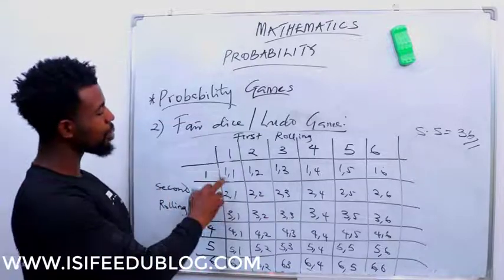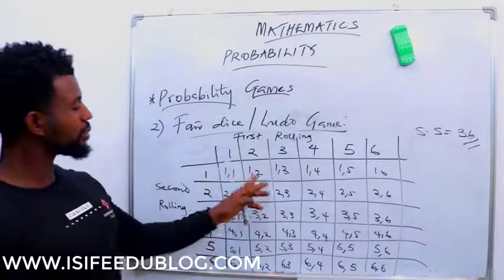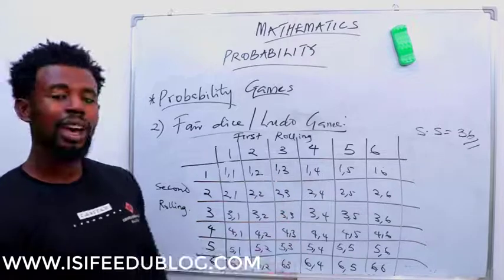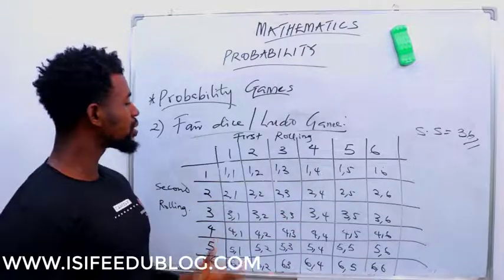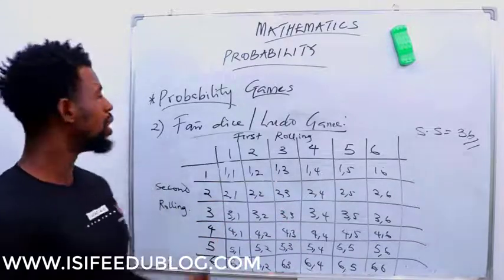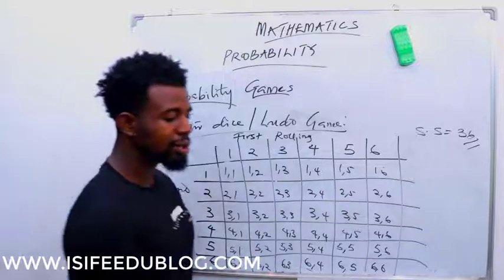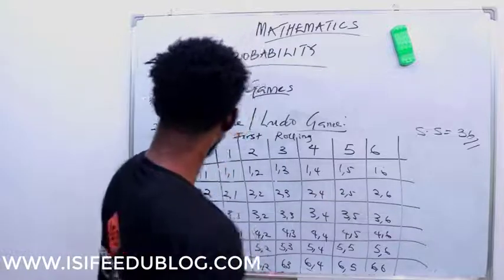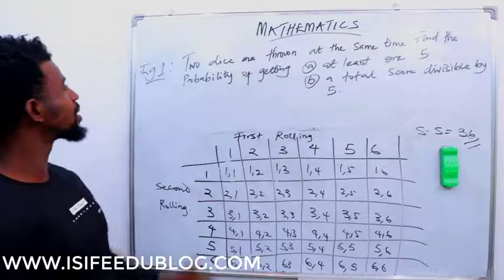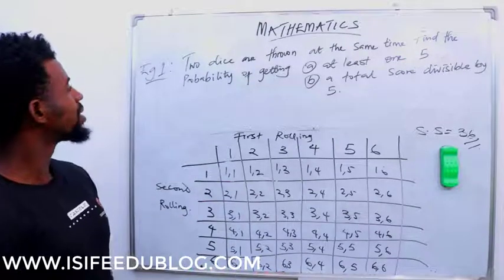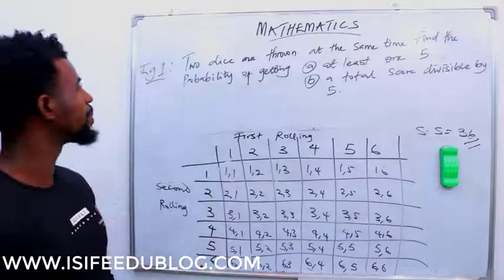So here we have 1 occurring. Here we have face 1, face 2. Here we have face 1, face 3, and so on and so forth. So with this, you can basically solve any question under fair dice. So let's look at 1 or 2 questions under this category. Alright, let's look at this example. It says 2 dice are thrown at the same time.